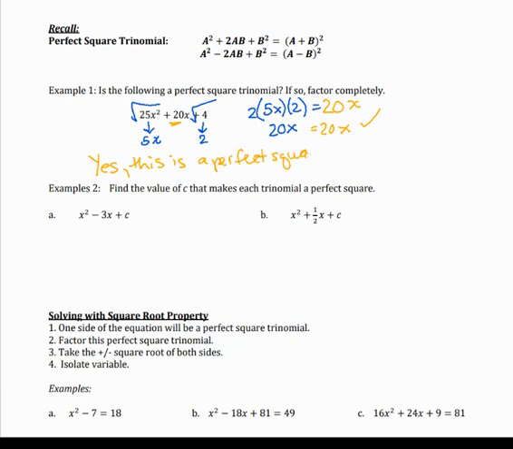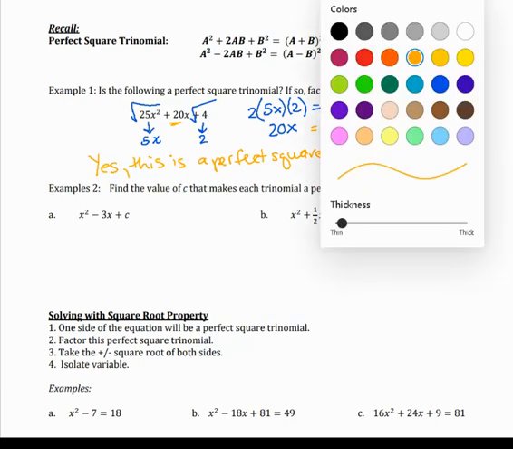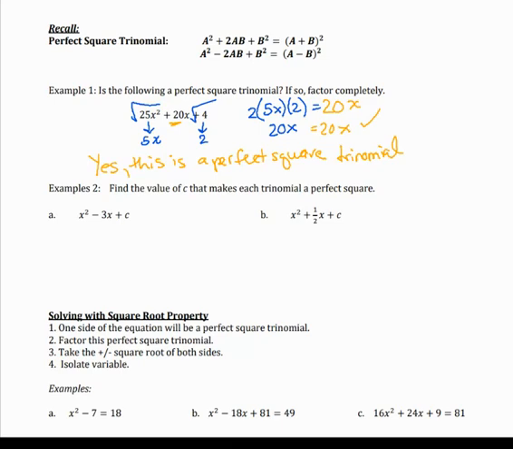Now, what is the factorization? The factorization is pretty much using the values we just checked. So we take the square root of the first term, which is 5x, and the square root of 4, which is 2, and we put them in parentheses, all squared, and the sign is just based upon that first sign, which is a plus. So the factorization is the quantity of 5x plus 2 all squared.